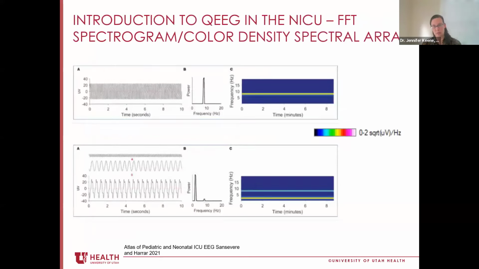And so if we look at how we build this trend, if we take a monomorphic signal that's all at one frequency, we look at the area under that frequency, we get power at, in this case, approximately 8 hertz. And then we transform that into color. And so that gives us the power at a specific frequency over time.